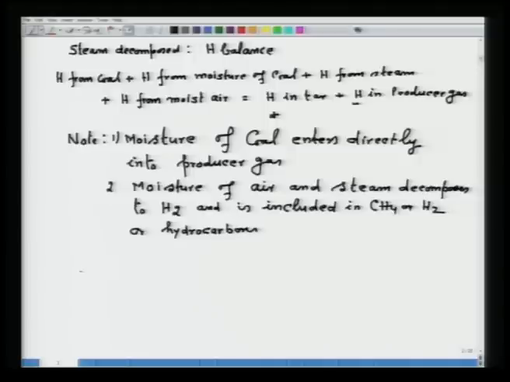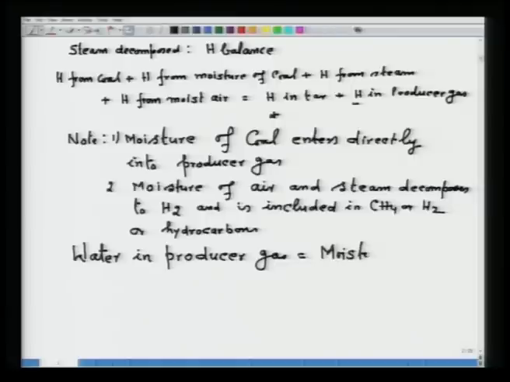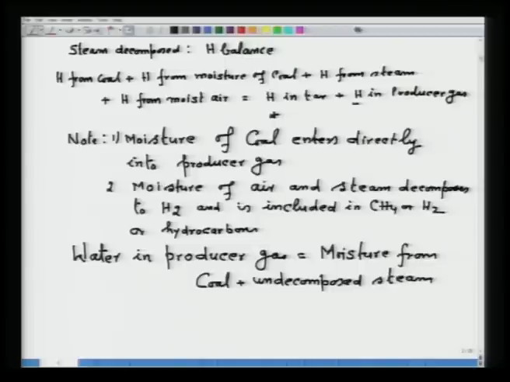That means, if you want to calculate water in producer gas, it follows that water in producer gas is equal to moisture from coal plus undecomposed steam. So, that point is important to remember. I will illustrate once again when I solve the problem for you.